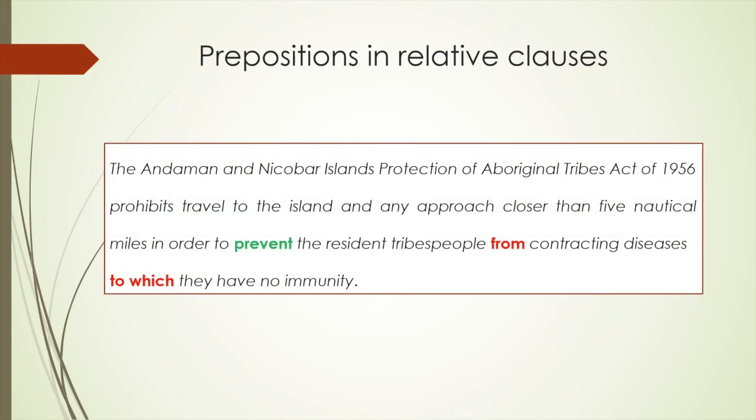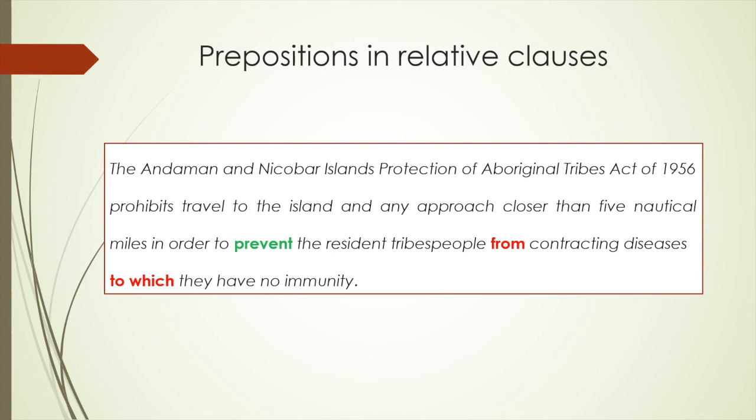Well, in this sentence, it is necessary. From contracting diseases to which they have no immunity. The text is serious. They're talking about legislation. They're talking about, well, this is taken from a Wikipedia article about this Aboriginal tribe. It's scholarly in the tone, so we need that to which.